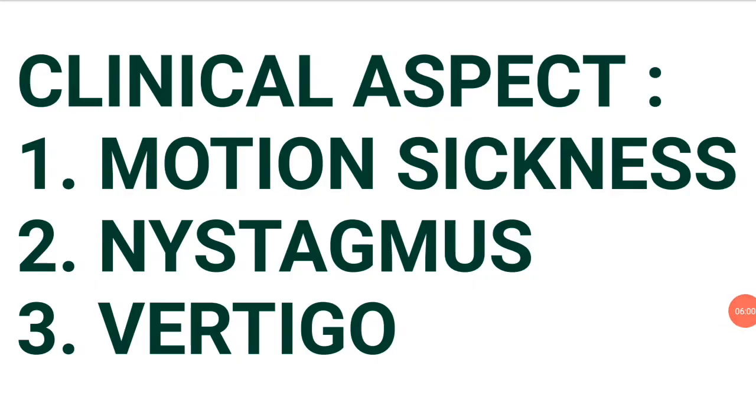Clinical aspect of vestibular apparatus. The diseases associated with vestibular apparatus can cause motion sickness, nystagmus, and vertigo. Motion sickness happens while traveling in a fast moving vehicle. It is associated with palpitations, sweating, dizziness, and vomiting. Nystagmus means the involuntary, jerky, oscillatory movements of eyes, that is, the to and fro movements of eyeball is called nystagmus. Vertigo means dizziness and lightheadedness.